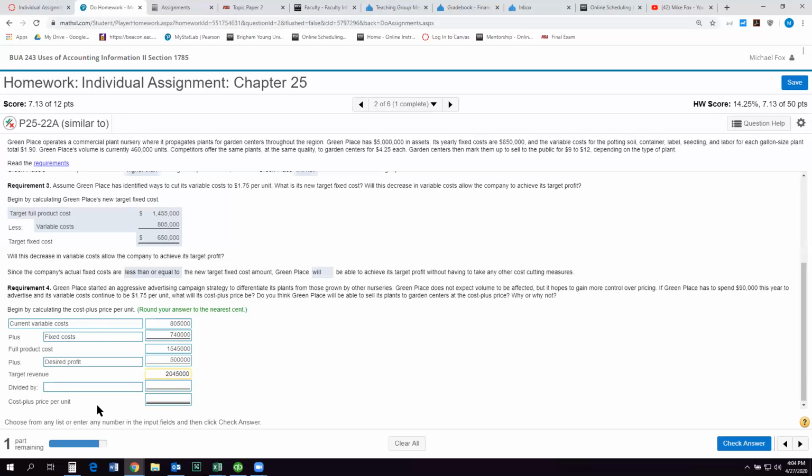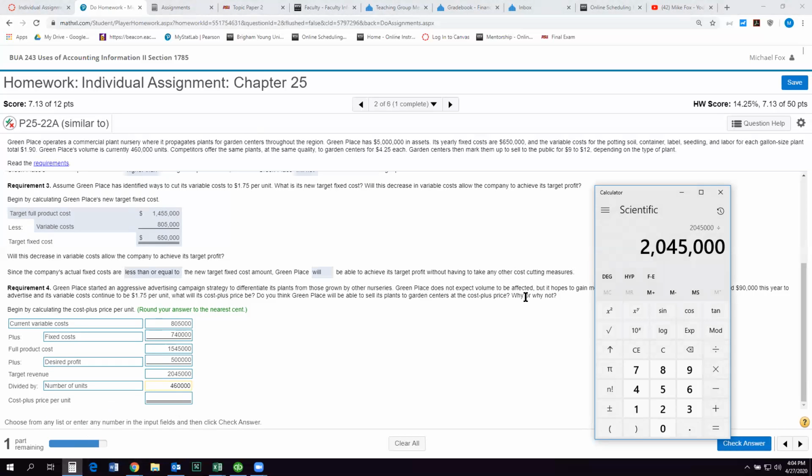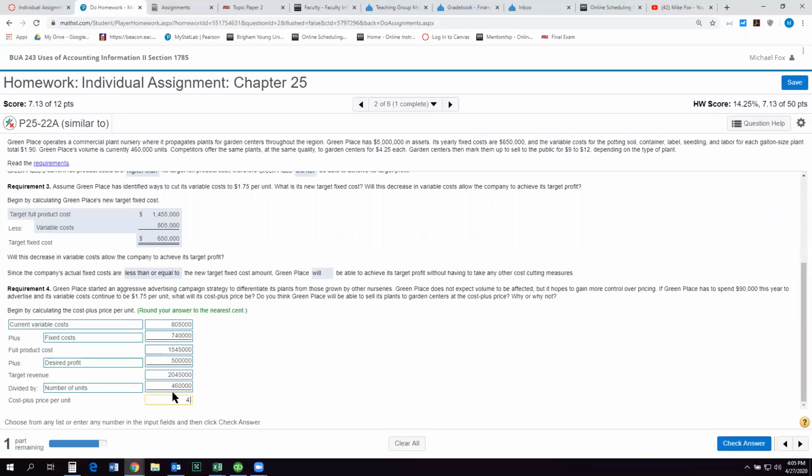Then we'll divide that by the number of units, and the number of units again is our volume, so 460,000. Dividing that by 460,000, we come out to $4.45 per unit. That's our cost-plus price per unit.